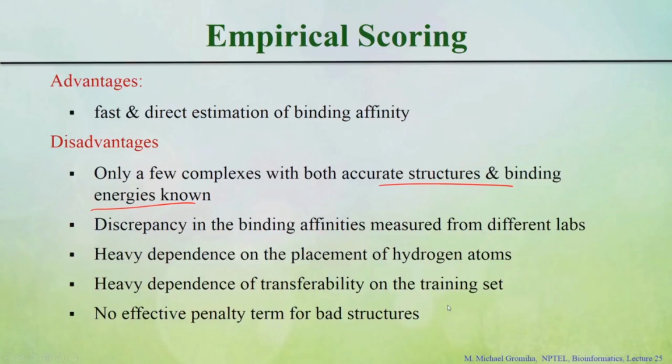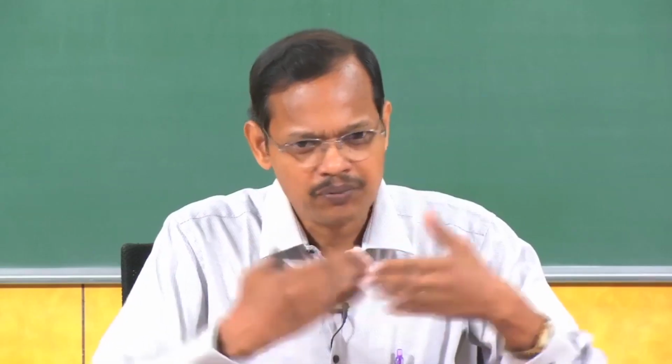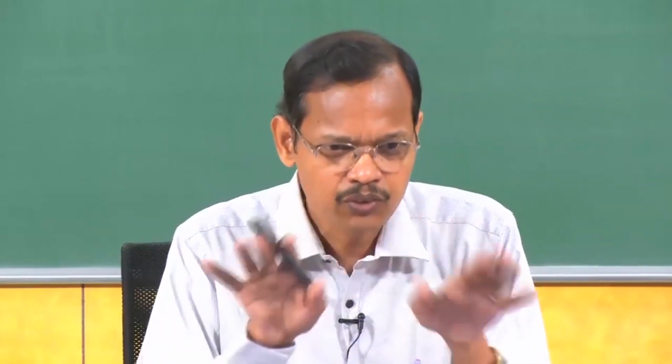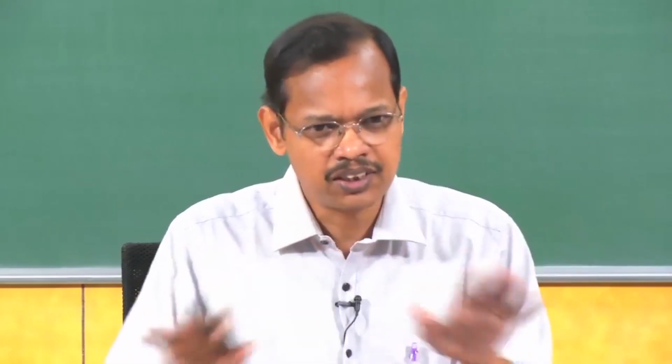If they are wrongly placed, we will have issues with hydrogen bond formation. Then it also depends on the transferability of the training set. The next one is that there is no penalty term for bad structures. If the structures are not good, even then if they interact, there will be a good score. So these are the several disadvantages of the empirical scoring function, but the good part is that if you get a good number of affinity values and a good number of structures, then you can easily get a good score using this empirical function. So this works fine for some cases.